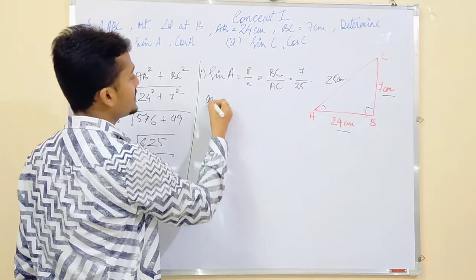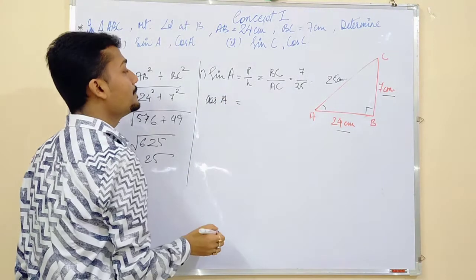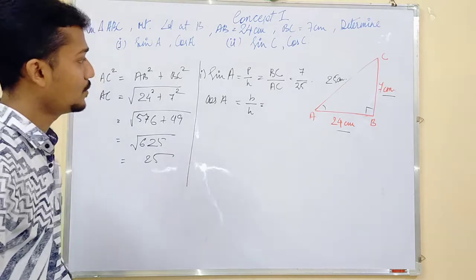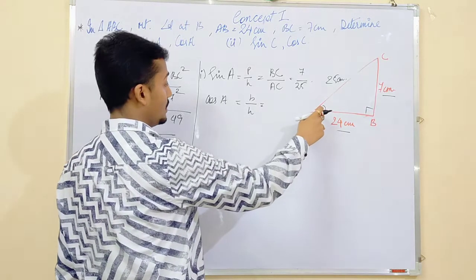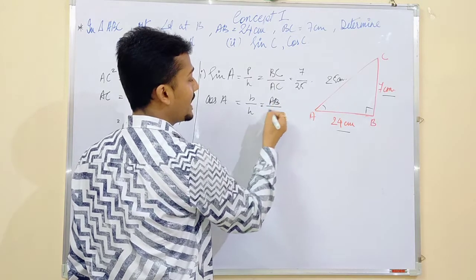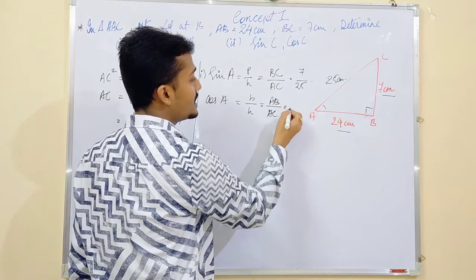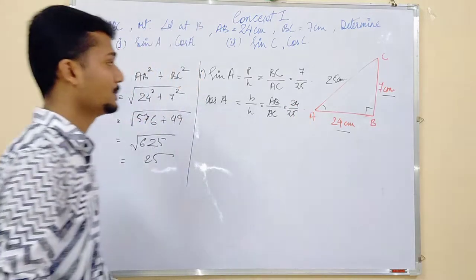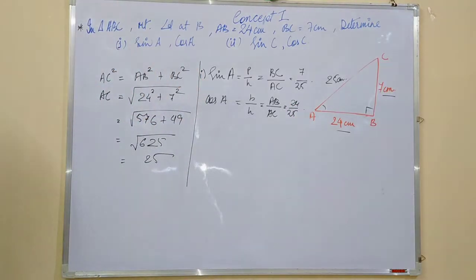Then what will be cos A? Cos A is B by H. What is B? B is equal to 24. That means AB by H, which is AC, so cos A is equal to 24 by 25. Is that clear? See till this much.